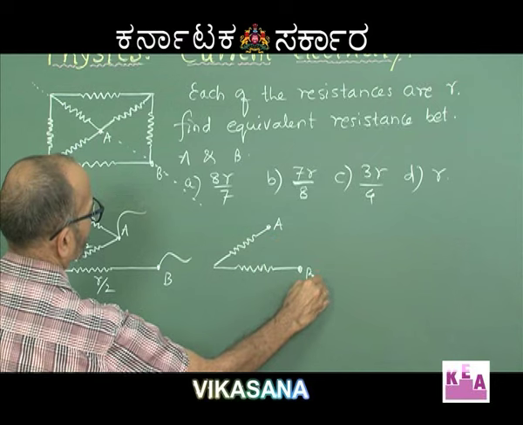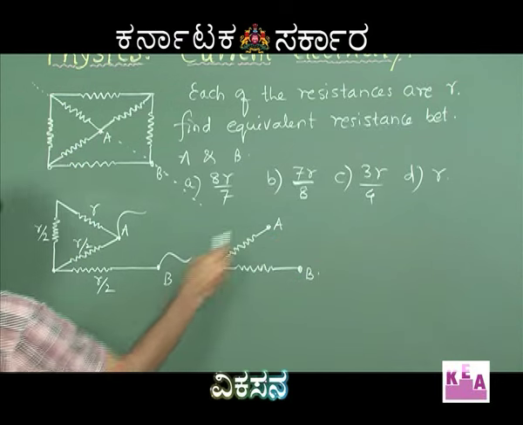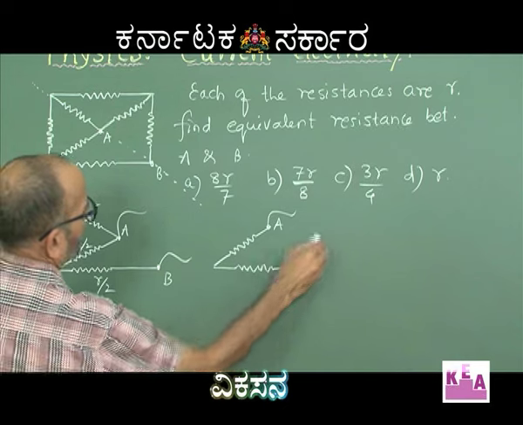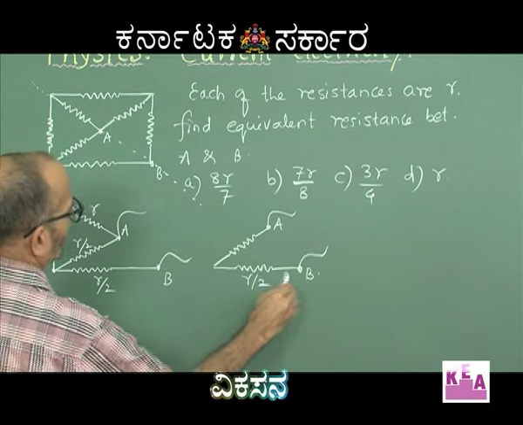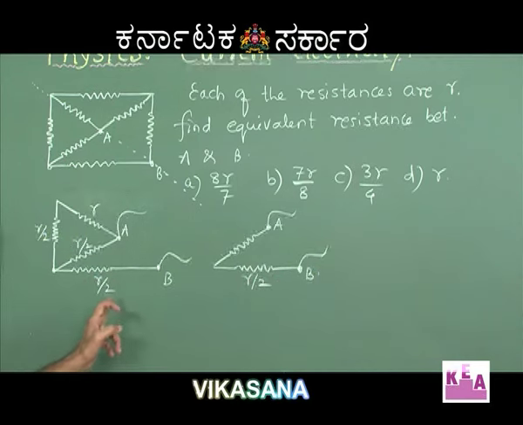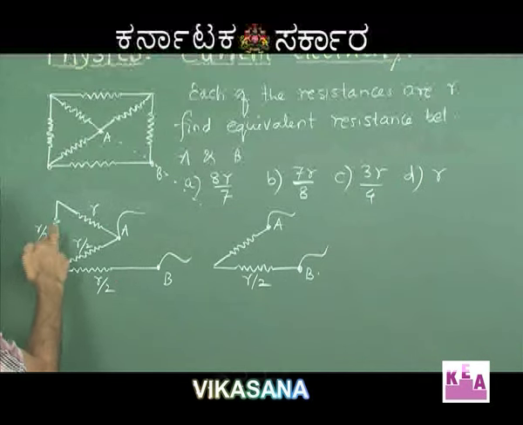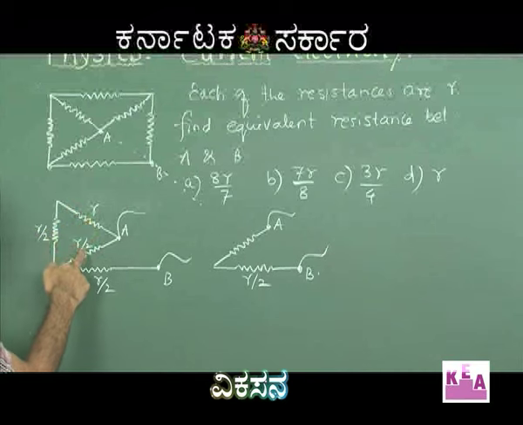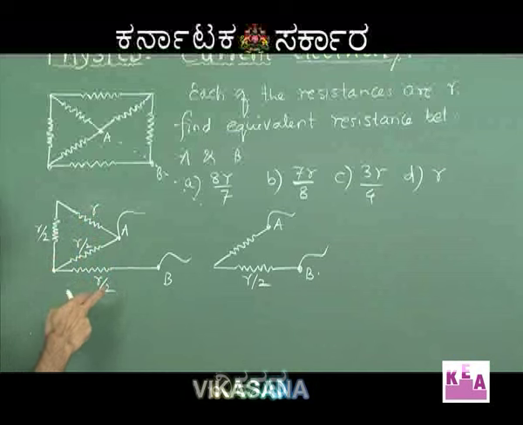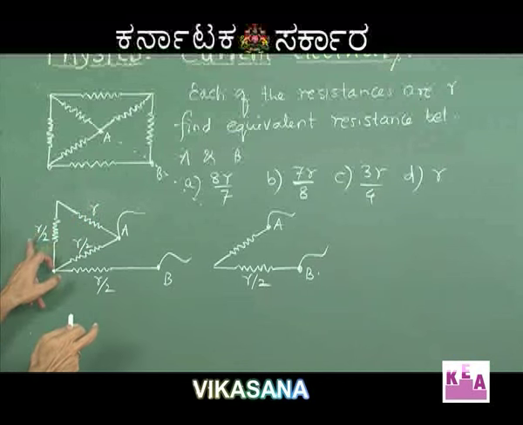See, this is A, this is B, this is still R by 2, I have not done anything through this resistance, but this R and R by 2 combined have made it 3R by 2 in parallel with R by 2. So, I will just try to simplify and find out how much is 3R by 2 in parallel with R by 2.